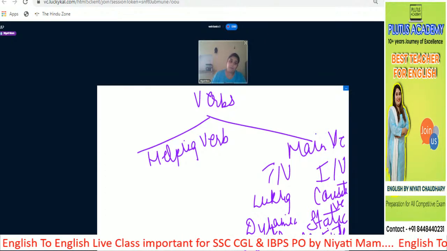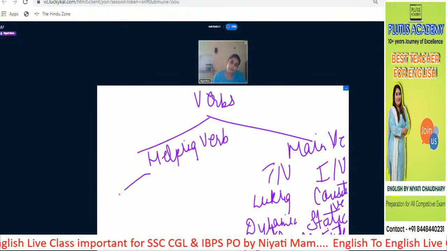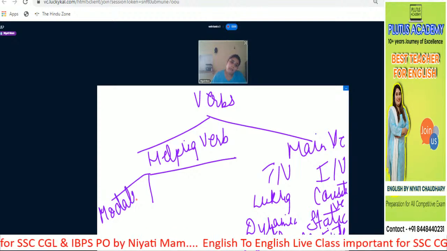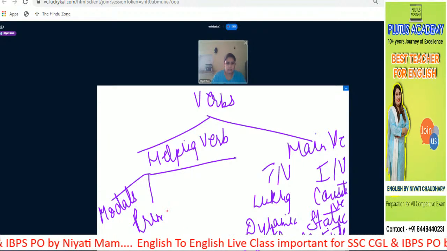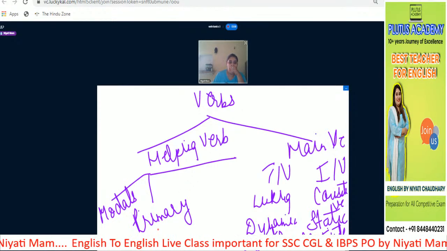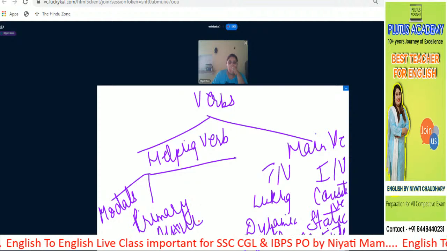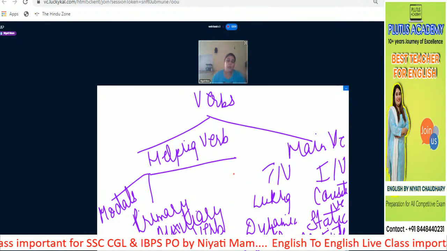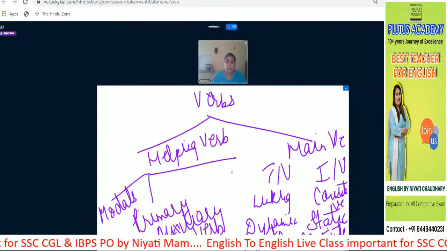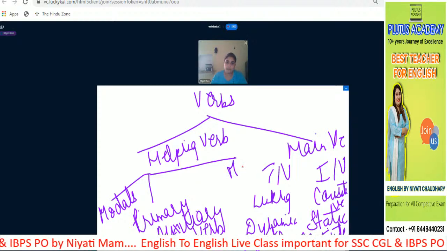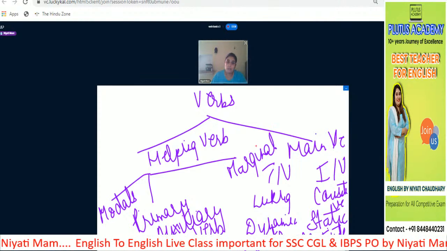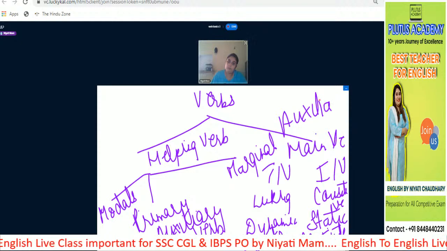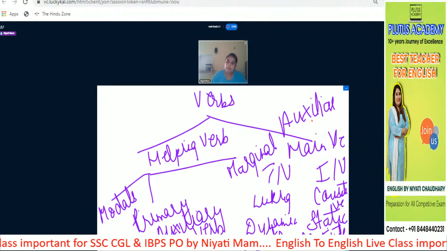Now, if I talk about helping verb, there are three types of helping verbs. First are modals. Second one is primary auxiliary verb. And third one is marginal auxiliary verb.